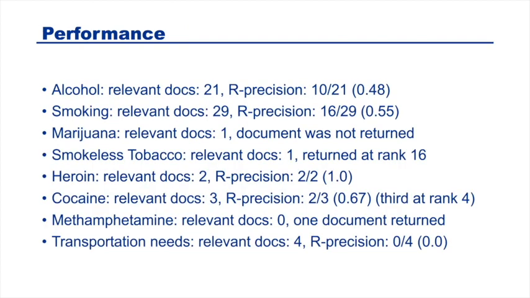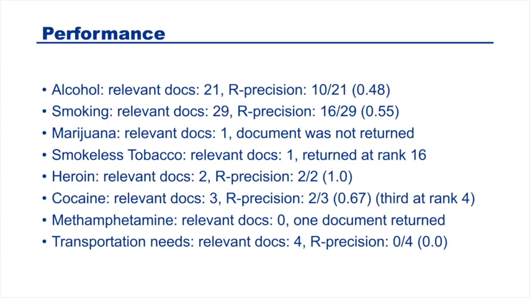As for the performance, on the query alcohol, there were 21 relevant documents in the annotation set and an R precision of 0.48. For smoking, it had an R precision of 0.55. There was only one relevant document on marijuana, but that document was not returned in the search. Smokeless tobacco also had one relevant document, but that was returned at rank 16. Heroin has 2 relevant documents, and they were both returned at the highest ranks, so the R precision was 1.0.